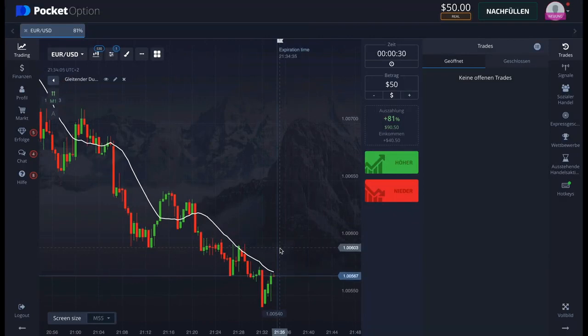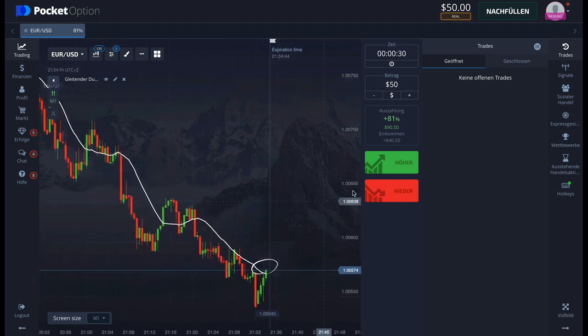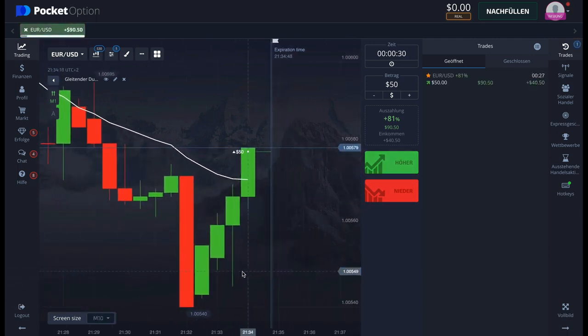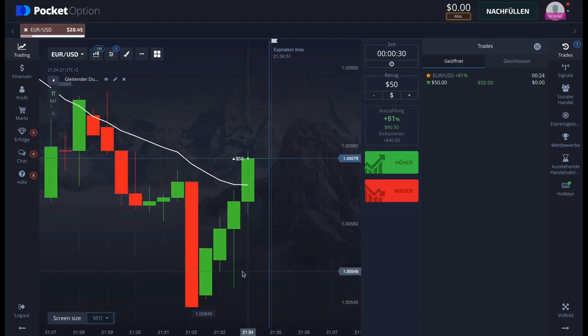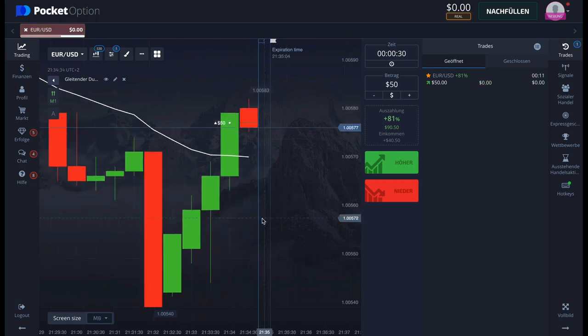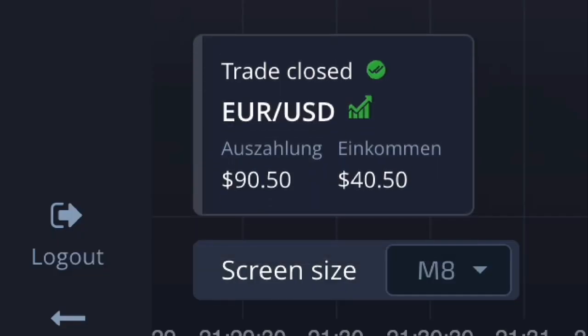If the trend is under the moving average line, like in this example, we are waiting for the candle to break the moving average. As you can see, the candle broke the moving average. So it's ready to get into this trade. We place the trade for 30 seconds and wait for the result. Perfect hit, we are in profit.